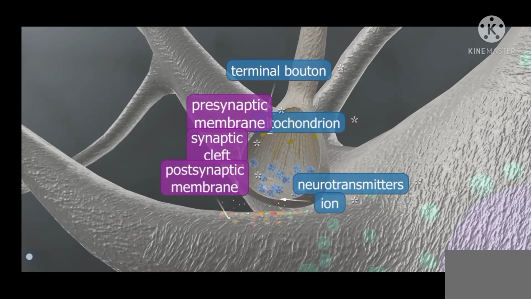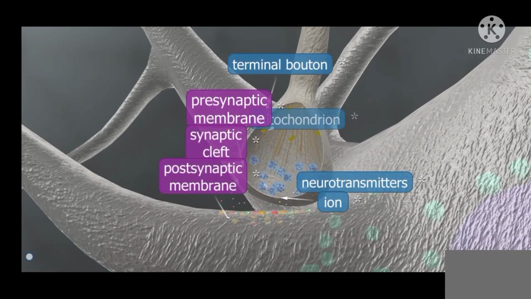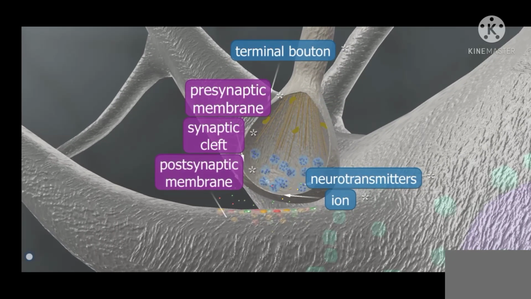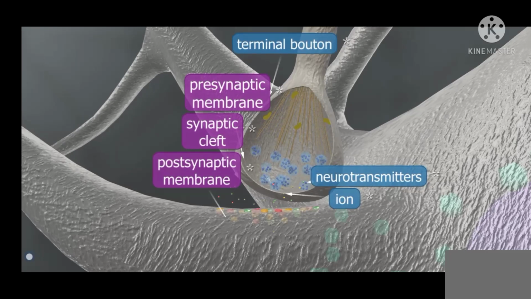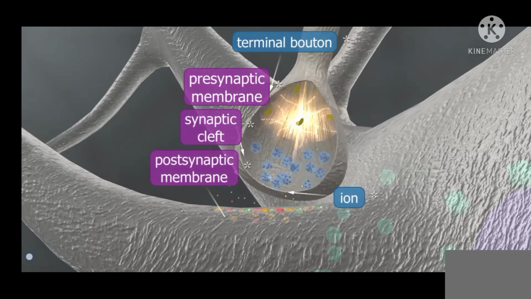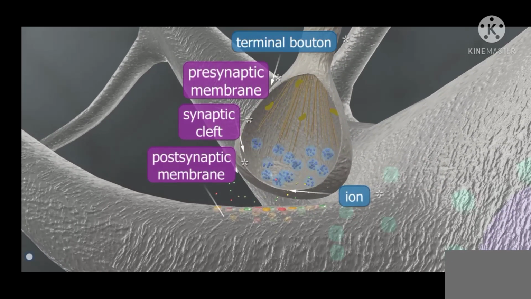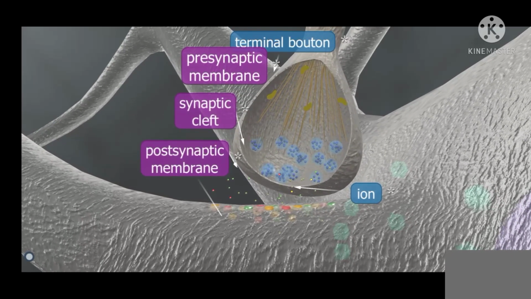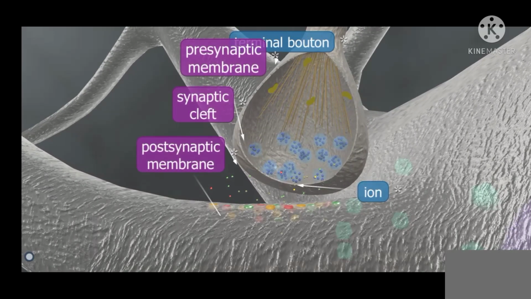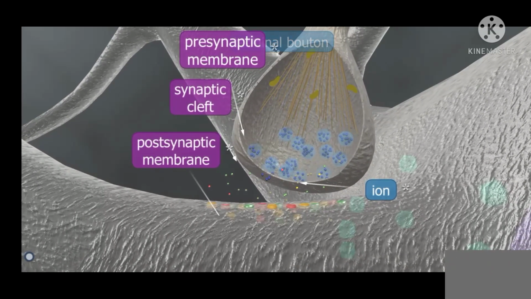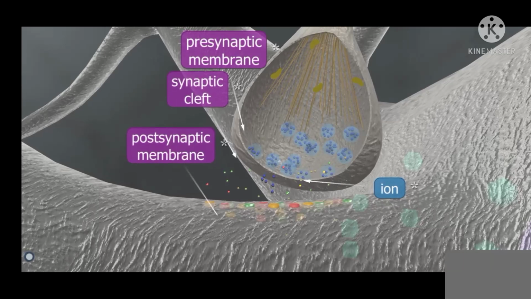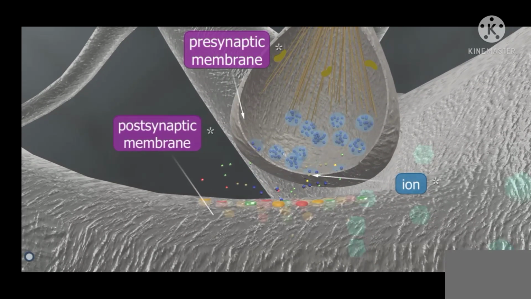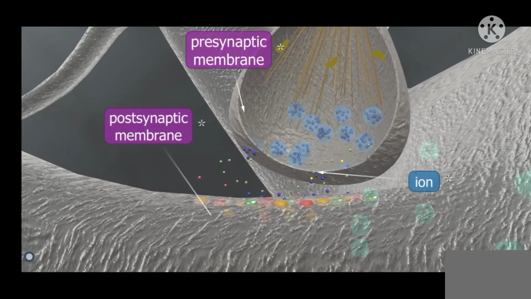In most synapses, chemical substances known as neurotransmitters transmit signals between neurons. Therefore, these are called chemical synapses. In chemical synapses, when an action potential reaches the terminal button, synaptic vesicles release neurotransmitters into the synaptic cleft. The neurotransmitters diffuse through the synaptic cleft to the membrane of the receiving neuron, that is, to the postsynaptic membrane.